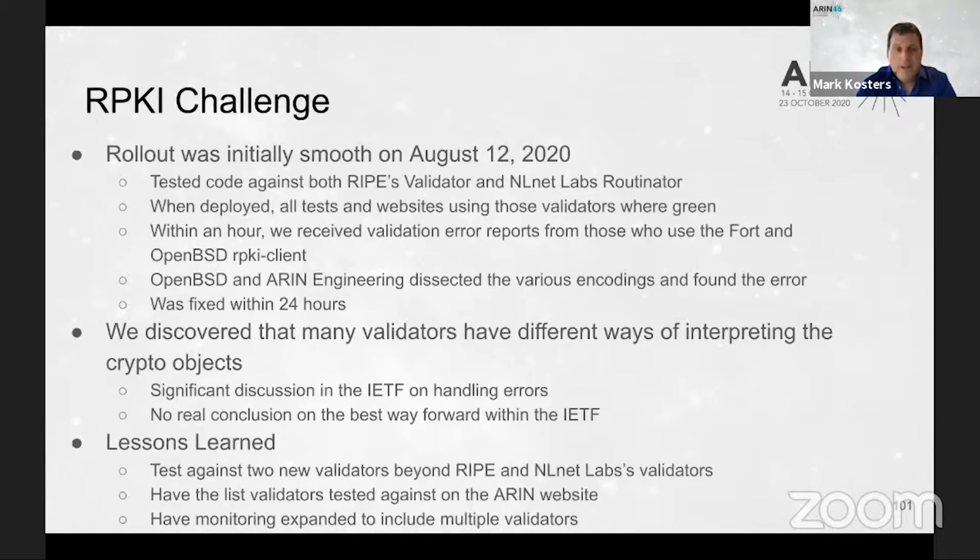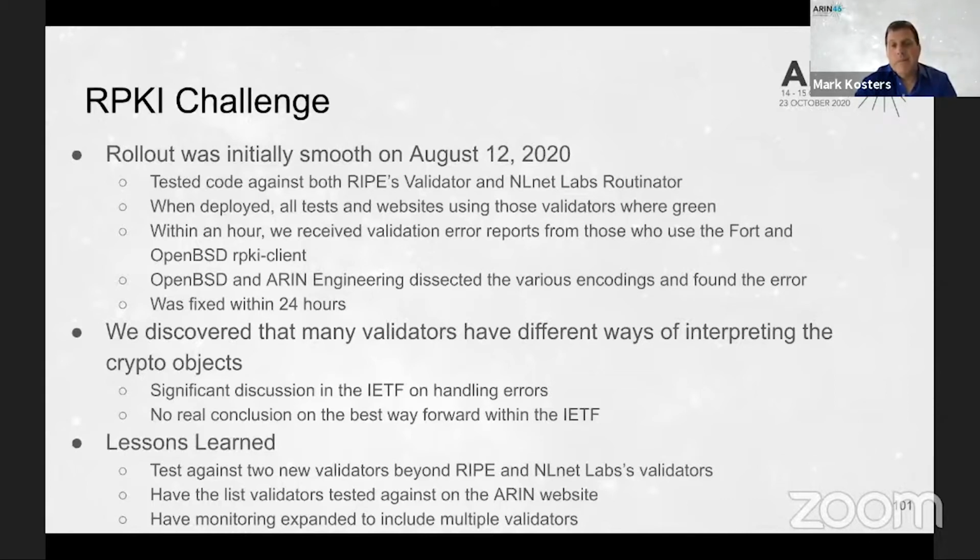So the lesson learned here is that we've tested against 2 validators, but we need more. We need to go beyond what RIPE and NLnet Labs have. We are going to list the validators that we've tested against on the ARIN website, and we will also expand monitoring to include multiple validators.